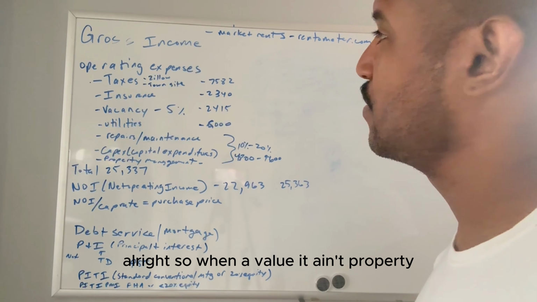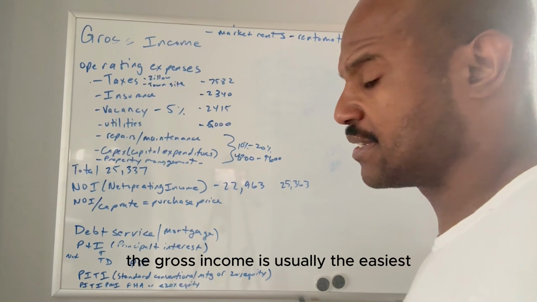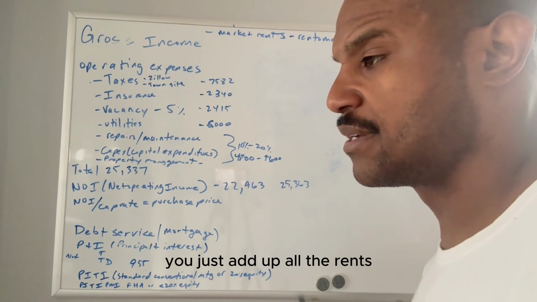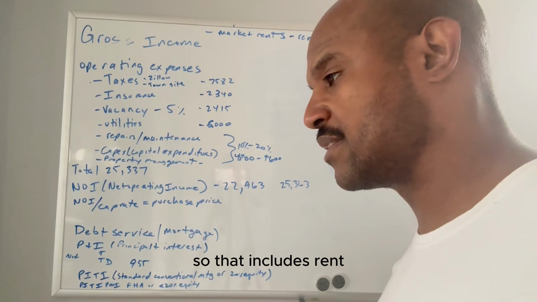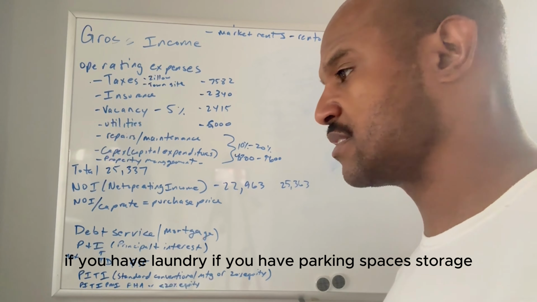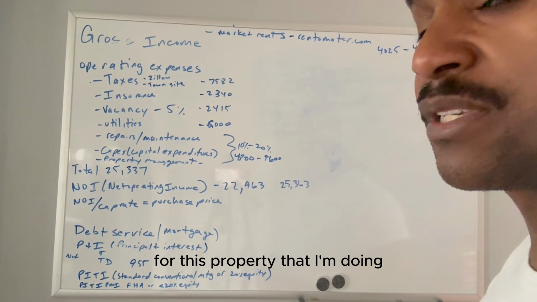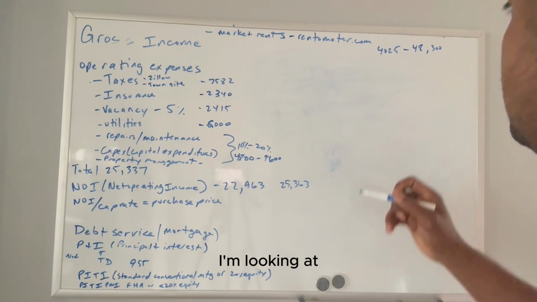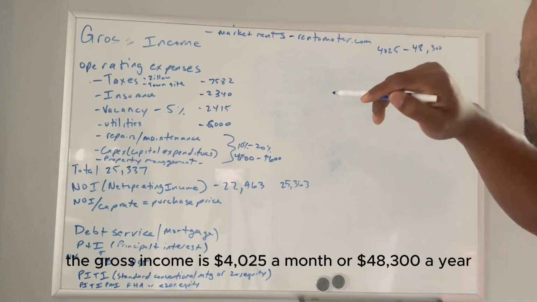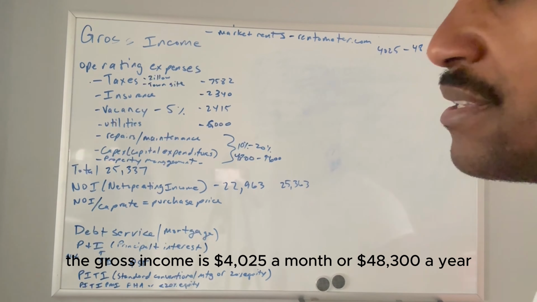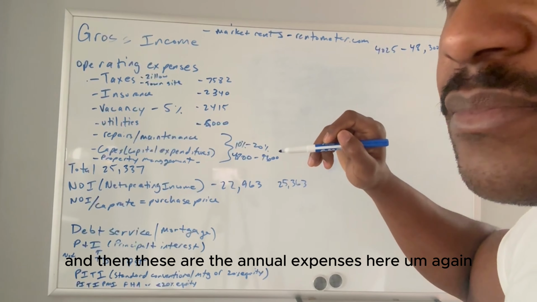All right, so when evaluating a property, the gross income is usually the easiest. You just add up all the rents and any income associated with the property. That includes rent, laundry, parking spaces, storage, anything like that. You add that all up, and that's usually an easy figure. For this property that I'm looking at, the gross income is $4,025 a month or $48,300 a year. And then these are the annual expenses here.